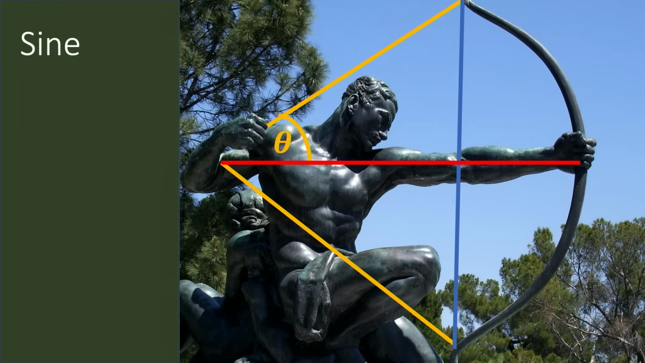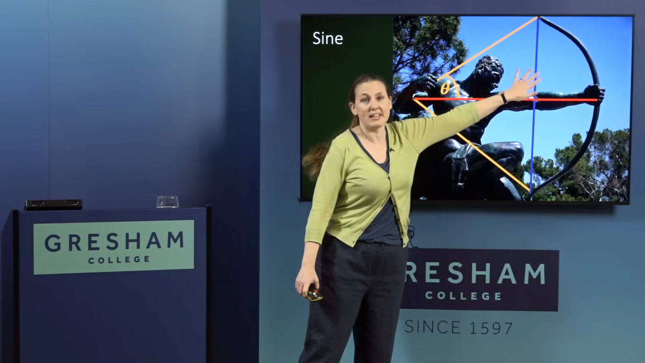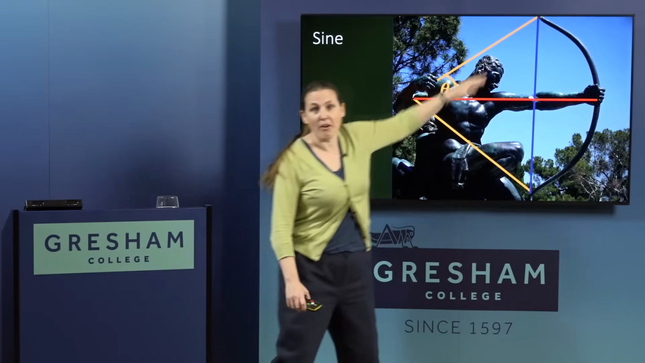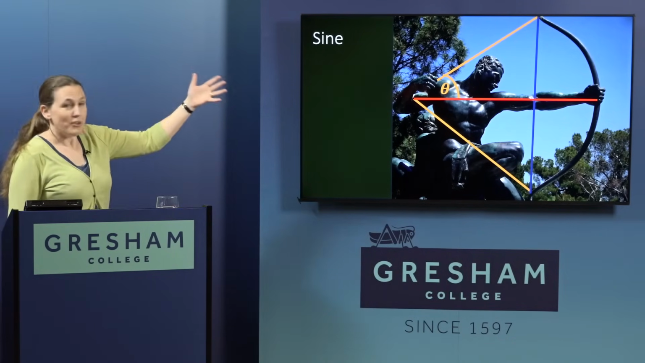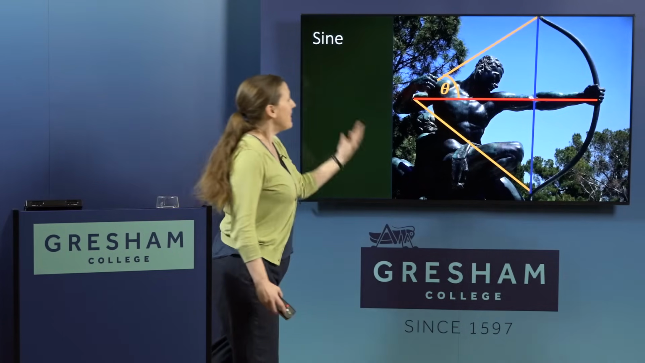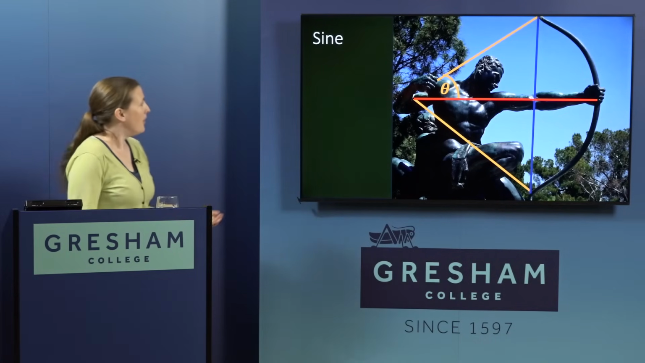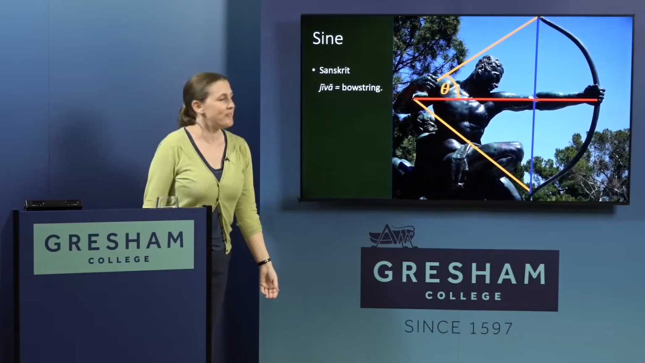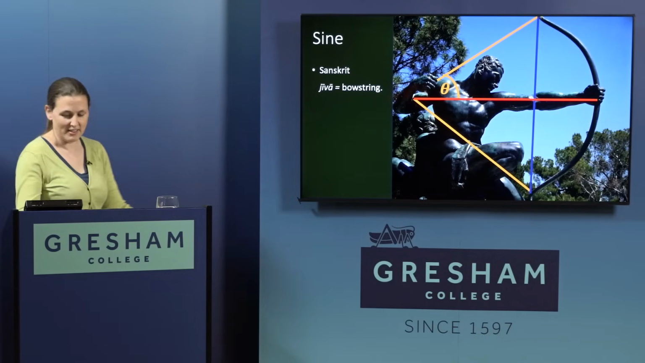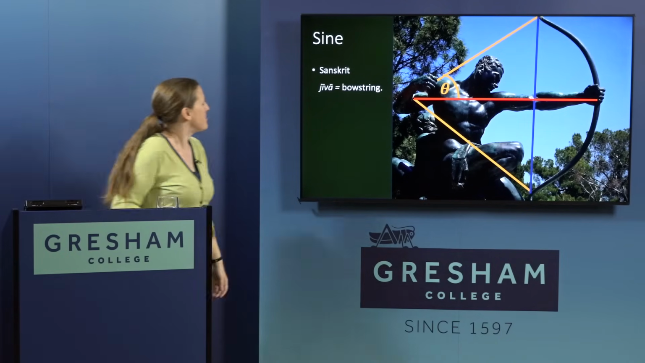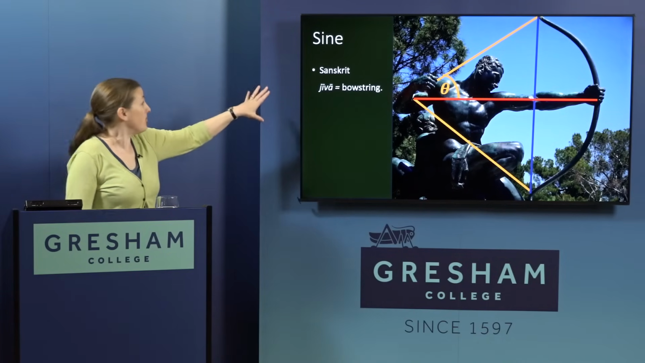And this angle here, what's the sine of that angle? It's the opposite over the hypotenuse. So the opposite bit is this bowstring, right? Or, half the bowstring. And so if you have that diagram in mind, it's really natural that the word for sine was the word for bowstring, jiva, in Sanskrit. My pronunciation is not guaranteed to be correct. So this is how it first started.